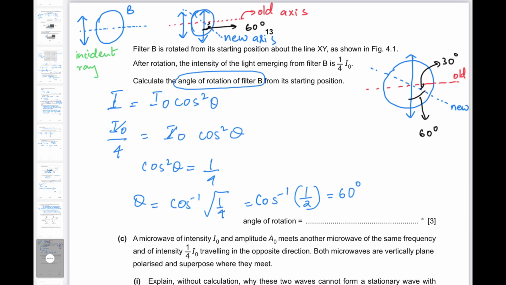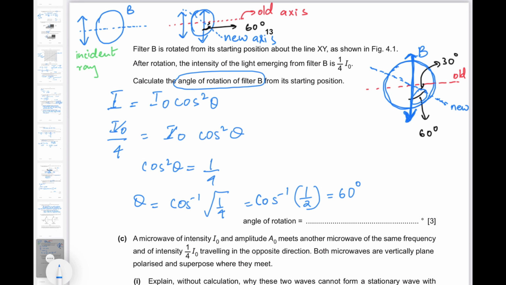Now theta, which we just found using the formula, is the angle between light and the transmission axis. So for example, here is your polarizer B. This is the plane of polarizer. This is the vertical unpolarized or incident light, and this is the transmission axis, and the angle between this transmission axis and light is 60 degrees, between the new transmission axis of filter B and the light. This is the angle which you found using the formula.